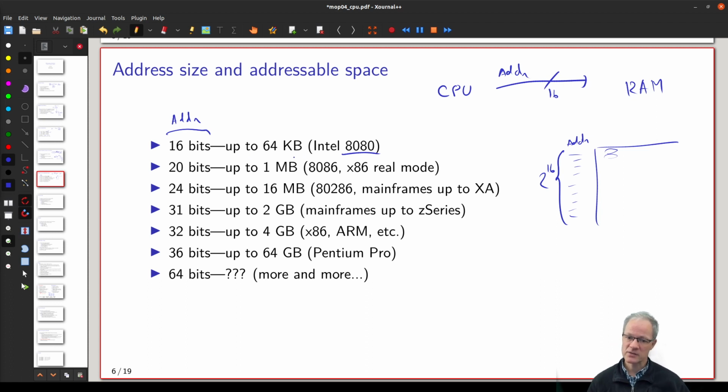But then there were some tricks. People would use 2 registers and interleave them like this and get to 20-bit addresses: shift 1 register by 4 bits and add it to the other register, the so-called segment register and the index registers, and get to a bigger addressable memory and so on, right? And then people still understood that this is no go. We need wider registers. And then eventually people moved to 32-bit registers and then 64-bit registers.